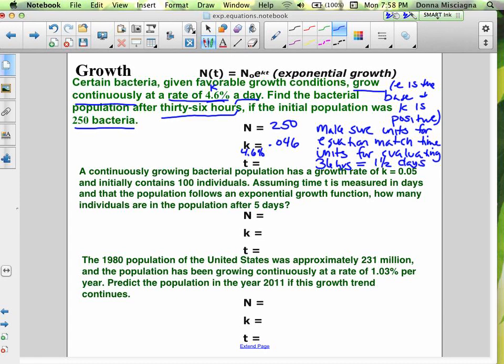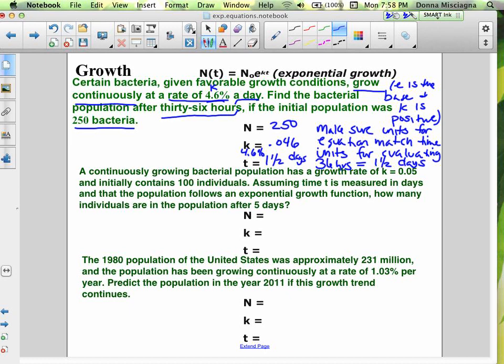So make sure you change that so they match. It doesn't come up a lot, but just make sure that whatever your rate is, whatever time unit that is, whatever you plug in to evaluate matches. If it doesn't match, change what you're evaluating at. You can't change the rate. That rate is per day. We can't change that. But you can change 36 hours to 1.5 days.